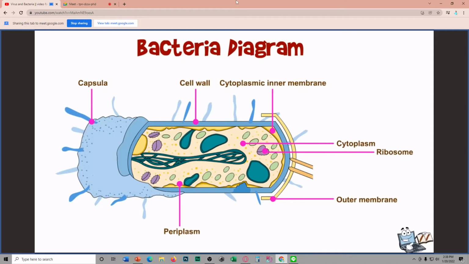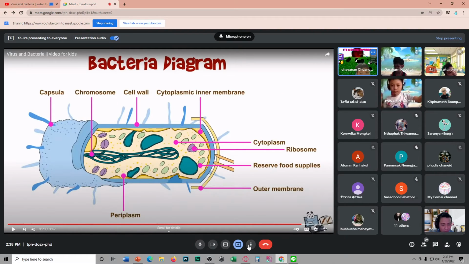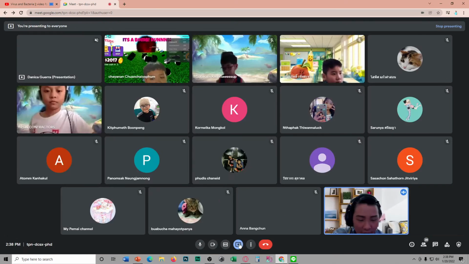Ribosome serve as a site of mRNA translation and protein synthesis. Reserve food supplies, energy reserves, and readily available substrates for metabolic. Chromosome, molecule of circular DNA. Okay, we're not going to study about that anymore.